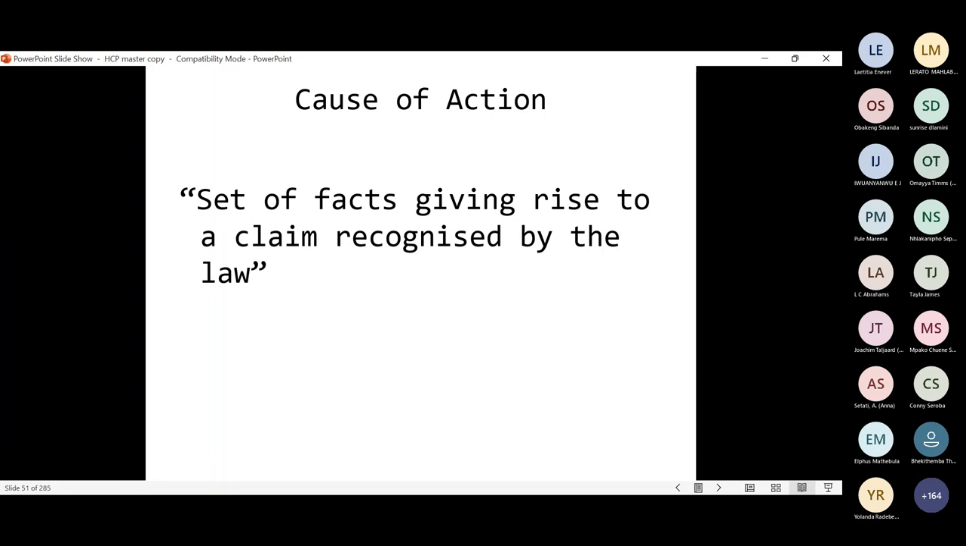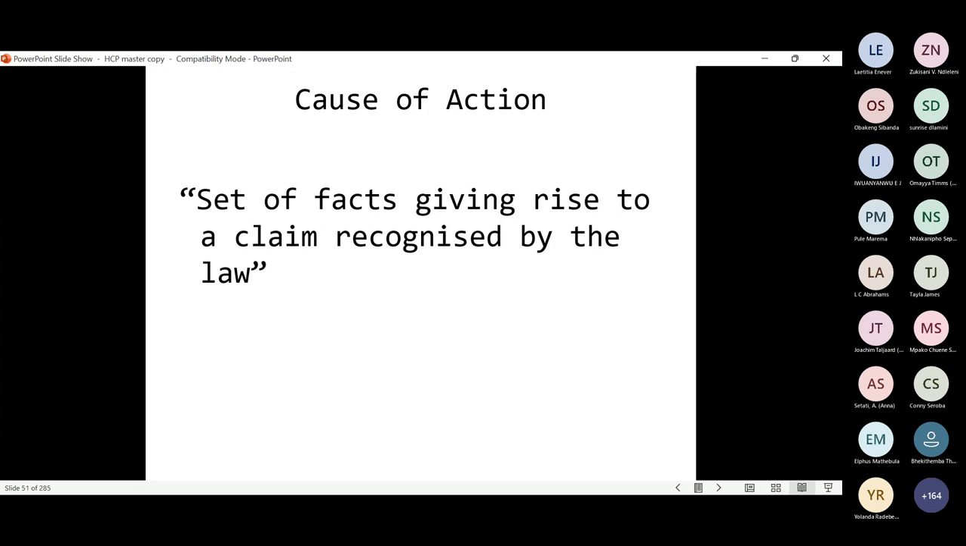Right, so a cause of action. What is a cause of action? Oh, before I go to the cause of action, another thing with the clients, remember I told you that you must speak about the fees so that the client knows that they can afford you and you know that they will be able to pay you for the work that you are doing, and you enter into a fee agreement, right? Another way of getting paid is a contingency fees agreement.